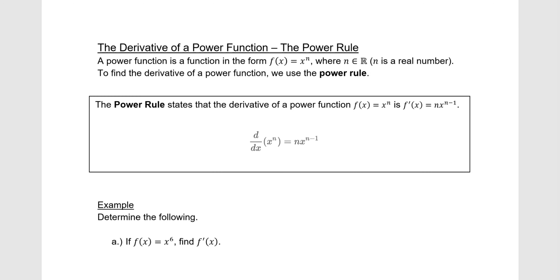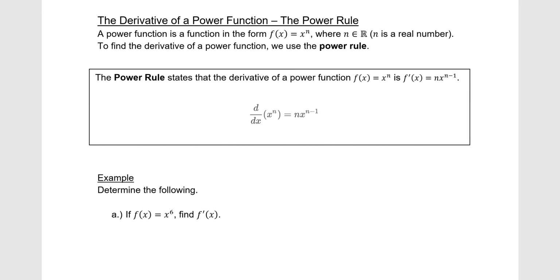Okay, so now moving on to a rule that maybe gets a little bit harder. This is called the power rule, and this is going to be the derivative of a power function. Recall a power function is going to be in the form f of x equals x to the n, where n is a real number. So it is just x raised to some real number. The real number is in the exponent. And if we want the derivative of that, that's when we know how to use the power rule.